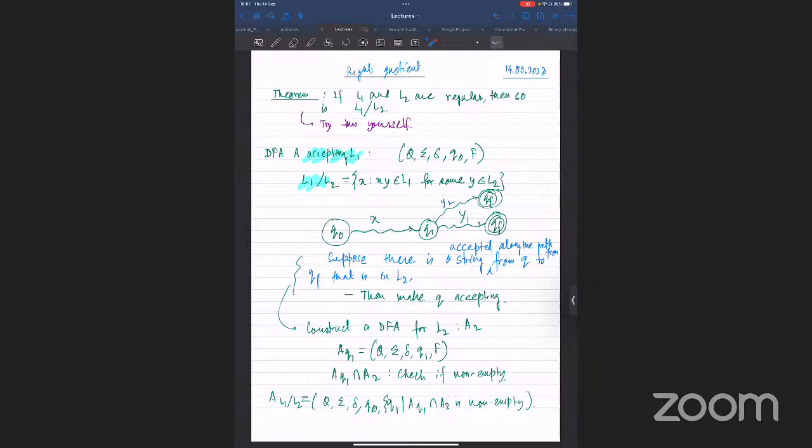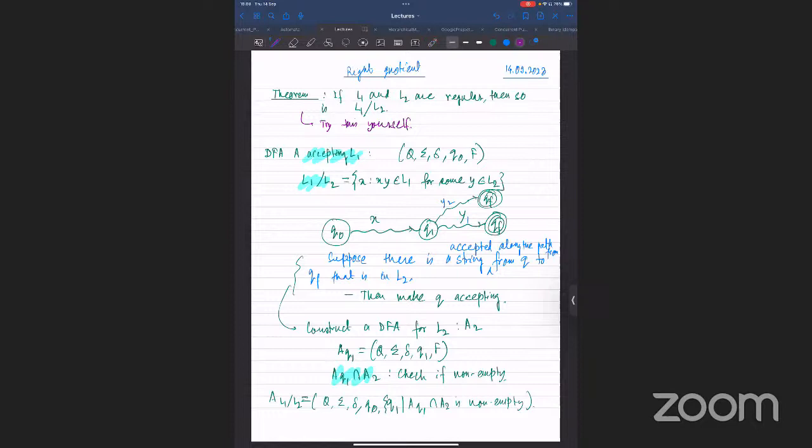Since we started with L1, which is regular, the language of all these suffixes starting from Q1 is also going to be regular, right? Correct. And hence we know that regular languages are closed under intersection. So what you get here is also regular and you have a DFA for this, correct? And then check if this is non-empty. If it is non-empty, make Q1 final.